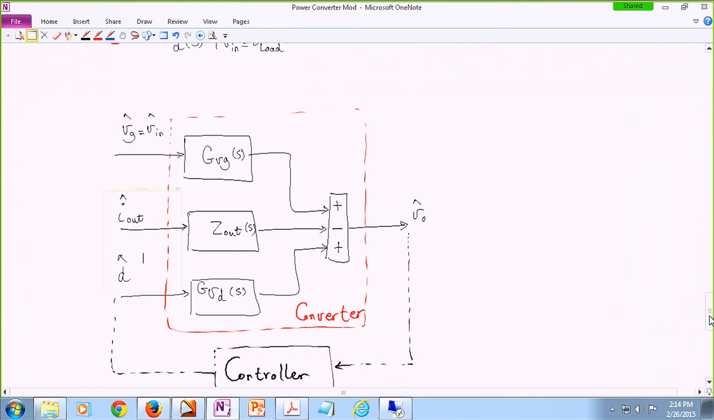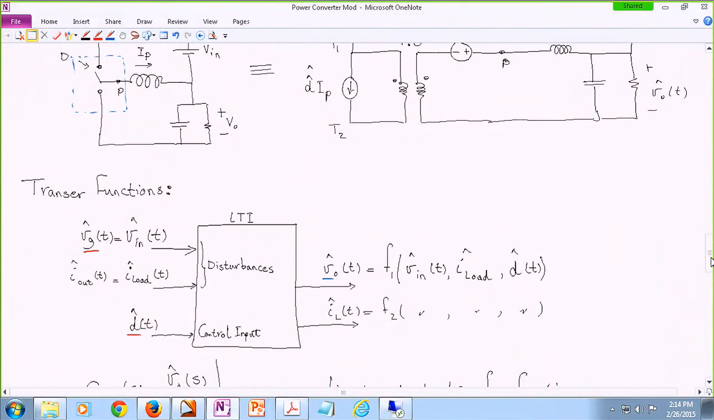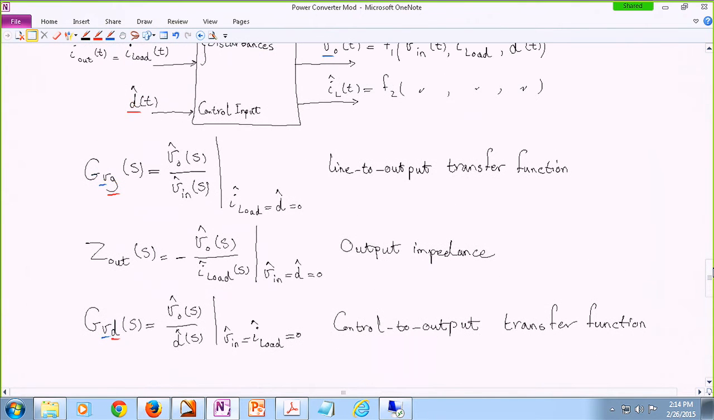We have 2 outputs in general. Technically, you can always assume that your output voltage is one of the outputs of the converter because you're trying to control it. But sometimes the inductor current could also be considered as an output if you're directly measuring and controlling it. We define 3 transfer functions: GVG, Zout, and GVD. GVG highlights what happens to the output voltage if the input voltage is perturbed, and GVD highlights what happens to the output voltage if the duty cycle is perturbed.